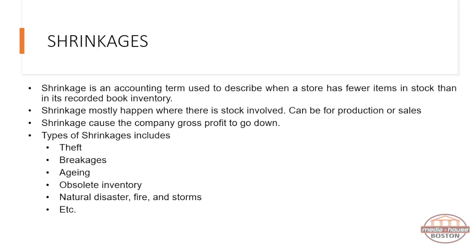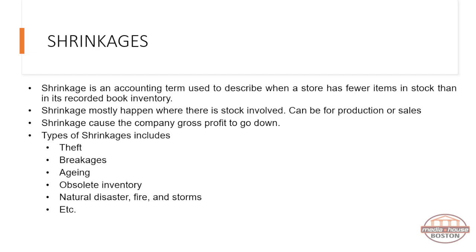In simpler terms, shrinkage is when you recorded that you received two books, and you did receive those two books, but when you go to your storeroom or try to sell the books, you discover that you're only left with one book. That is what shrinkage is all about. It means that you either lost the other book, or you misplaced it, or someone stole it.